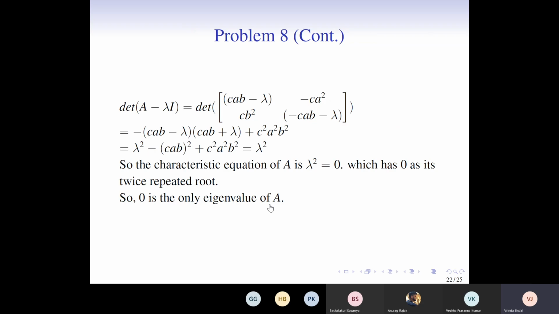So this was problem number 8. Are there any doubts?